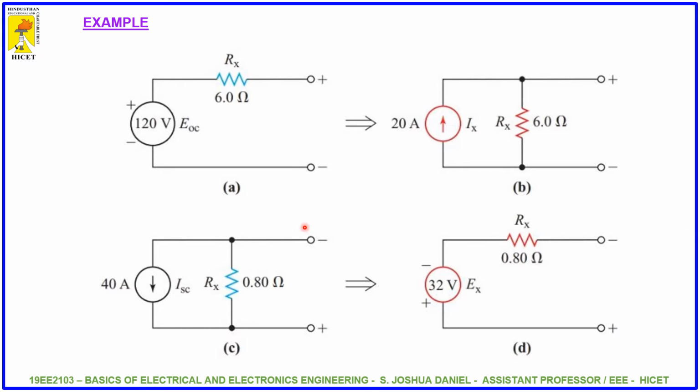These are some examples of how we convert a voltage source to a current source and a current source to a voltage source. Here it is 120 volts, and here it is 6 ohms. We know I is equal to V by R, so 120 divided by 6 is 20 ampere. The value of the resistor is directly connected as a parallel resistor. So the voltage source is converted to a current source. Here the current source is converted to a voltage source.